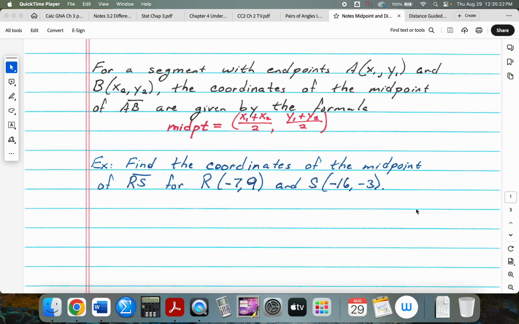So we're really doing two different things. And we've already done this before, okay? We just did it on a number line instead of on the coordinate plane.